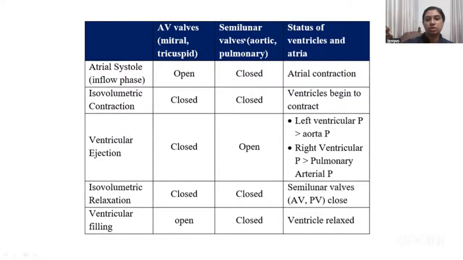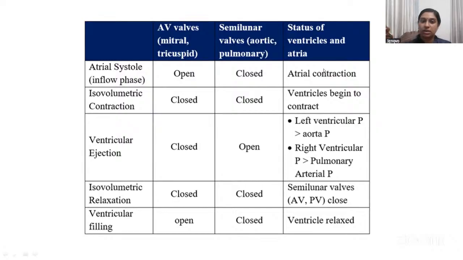So these are the valve statuses. During the atrial systole or the inflow phase, the AV valves are open, from where the blood is flowing into the ventricle, and the semilunar valves, that is the aortic and pulmonary valves, are closed. Atrial contraction is occurring, and the blood is filling the ventricle through the AV valves. So the AV valves are open in the atrial systole and the semilunar valves are closed.